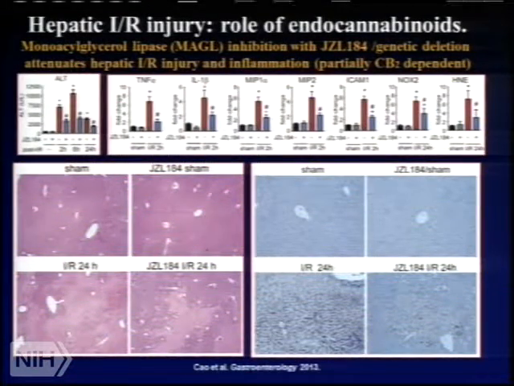So this is necrosis following ischemic reperfusion. This is a normal liver, and there was marked attenuation. And there was marked reduction of the inflammatory response. So these are infiltrating neutrophils, and there was a reduction.